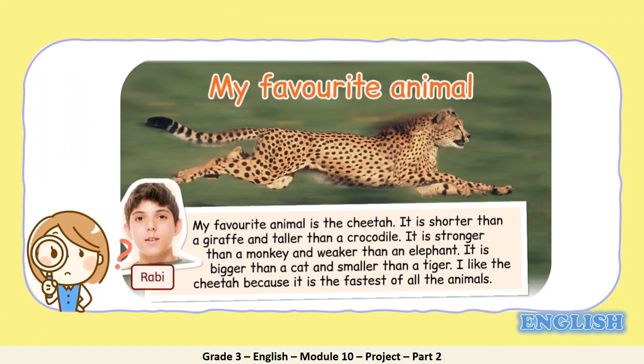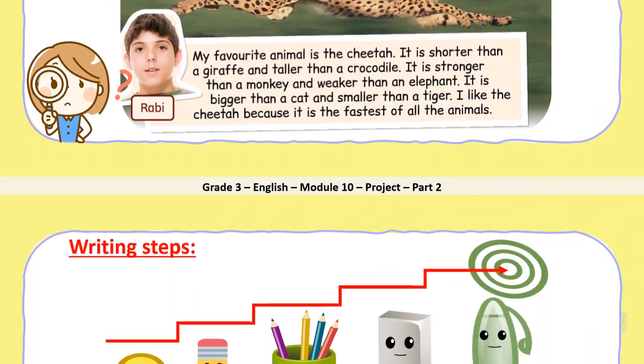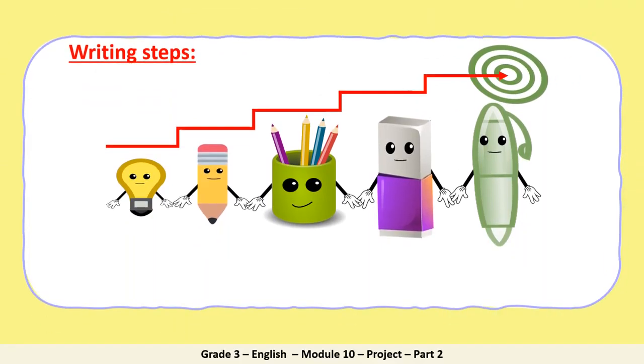So yesterday we read the paragraph about Rabia's favorite animal. Today we are going to write a similar paragraph. I'm quite sure that by now you are familiar with the steps of writing. We went through them many times before. Here's a quick reminder of the 5 steps of writing.